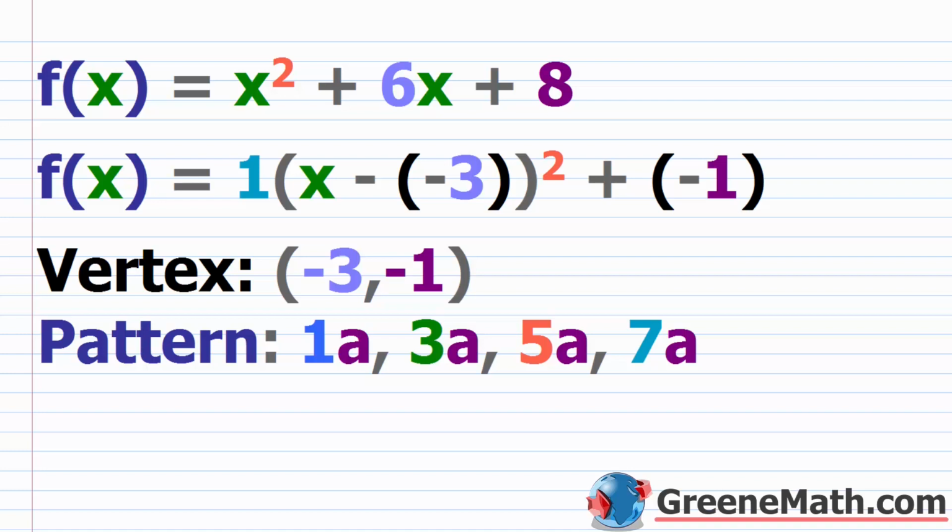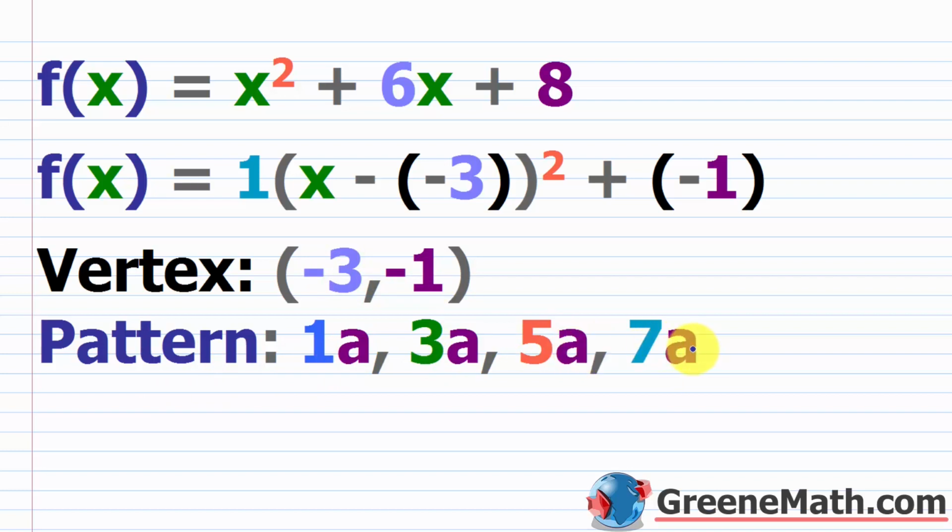All right, so again, we have this f of x equals x squared plus 6x plus 8. We already know that the vertex form is f of x equals 1 times the quantity x minus a negative 3, or you could say x plus 3, that quantity squared, and then plus negative 1, or again, you just say minus 1 if you want. So with this method, you basically want to find your vertex, which we already know is negative 3, comma, negative 1. So your pattern is 1 times a, 3 times a, 5 times a, and 7 times a.